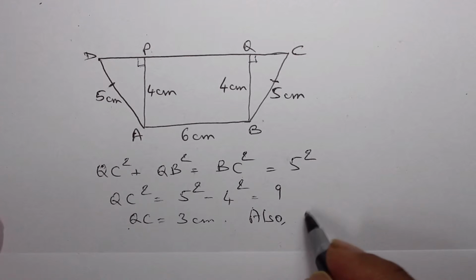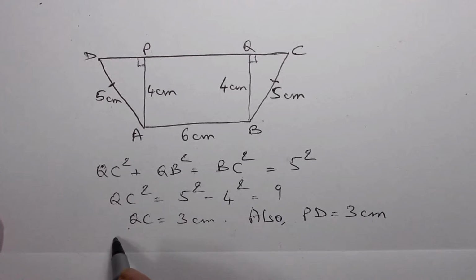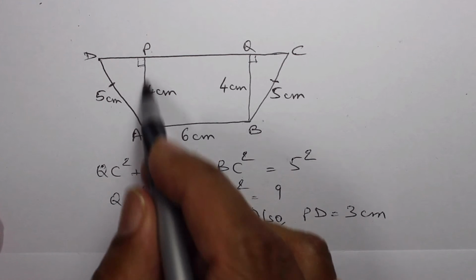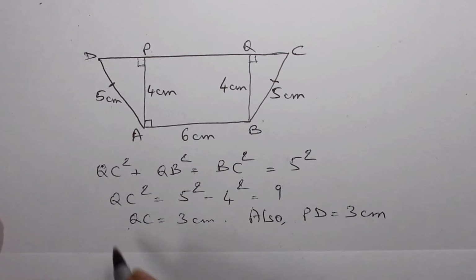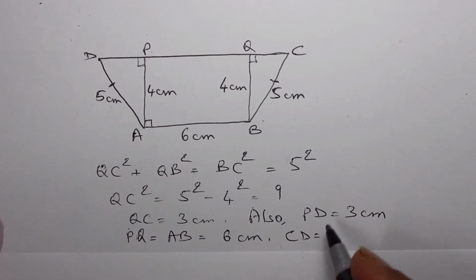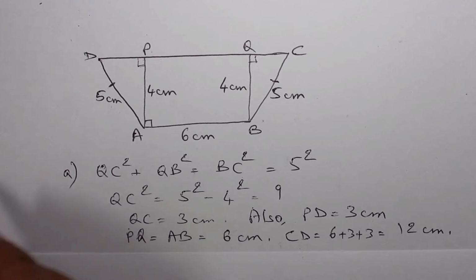Also, what we will have is PD is equal to 3 centimeters. And so this has become a rectangle. If you see, since this is the height, this is 90 degrees. So PQ is equal to AB is equal to 6 centimeter. So we have CD is equal to 6 plus 3 plus 3, which is equal to 12 centimeters. So this is the answer to the first part.